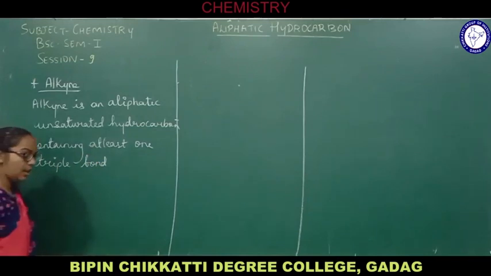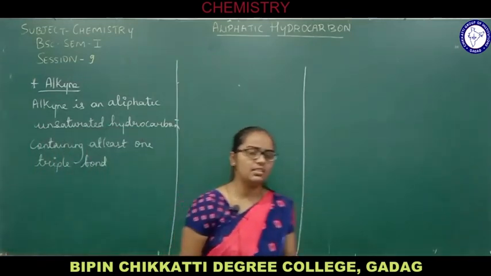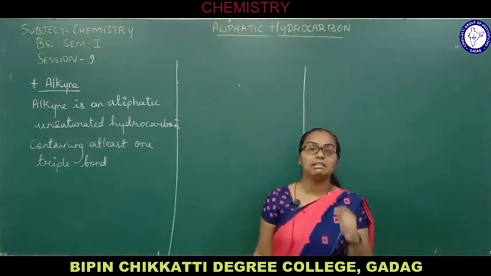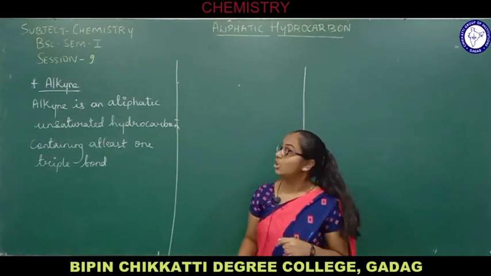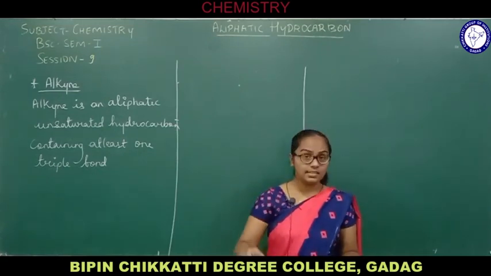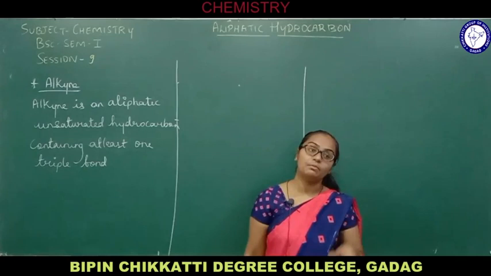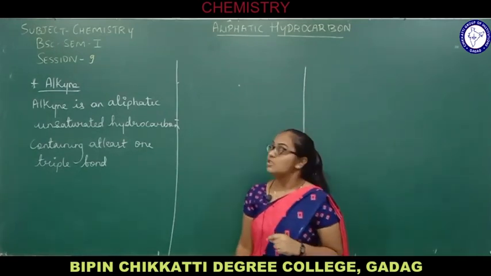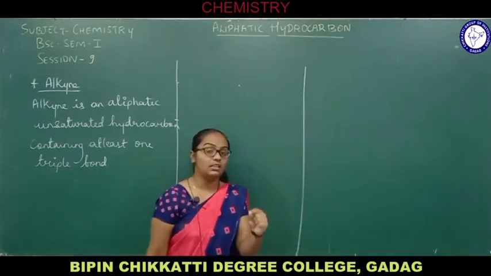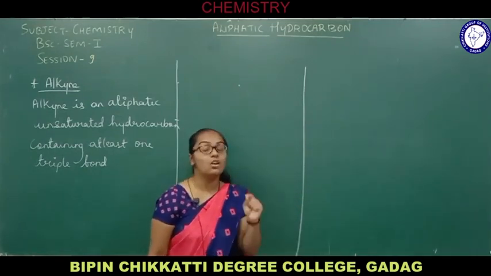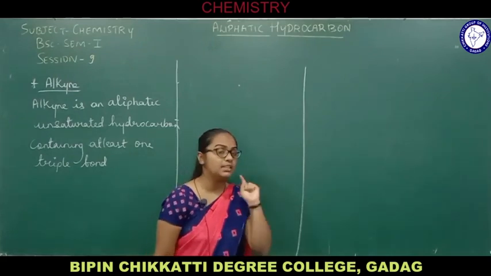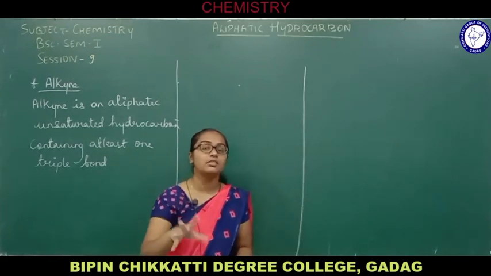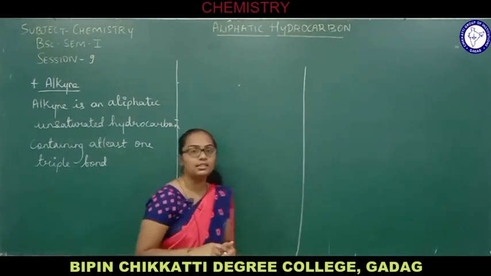So what is alkyne? Alkyne is an aliphatic hydrocarbon. Aliphatic means open chain. Unsaturated means it contains a triple bond between the carbon-carbon atoms. So it is an open chain, unsaturated hydrocarbon containing at least one triple bond between the carbon-carbon atoms. Like alkane and alkene, alkynes also have a general formula, and it is a family, and within that family the 5 members will be derived by utilizing the general formula.